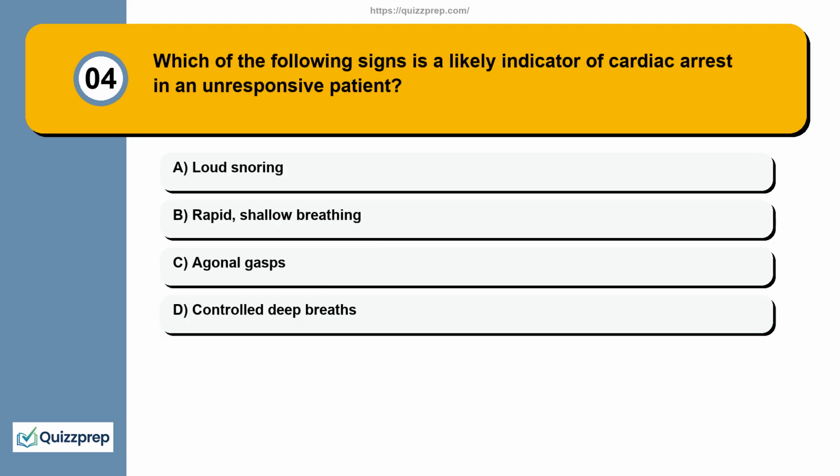Question 4. Which of the following signs is a likely indicator of cardiac arrest in an unresponsive patient? Loud snoring, rapid, shallow breathing, agonal gasps, controlled deep breaths.